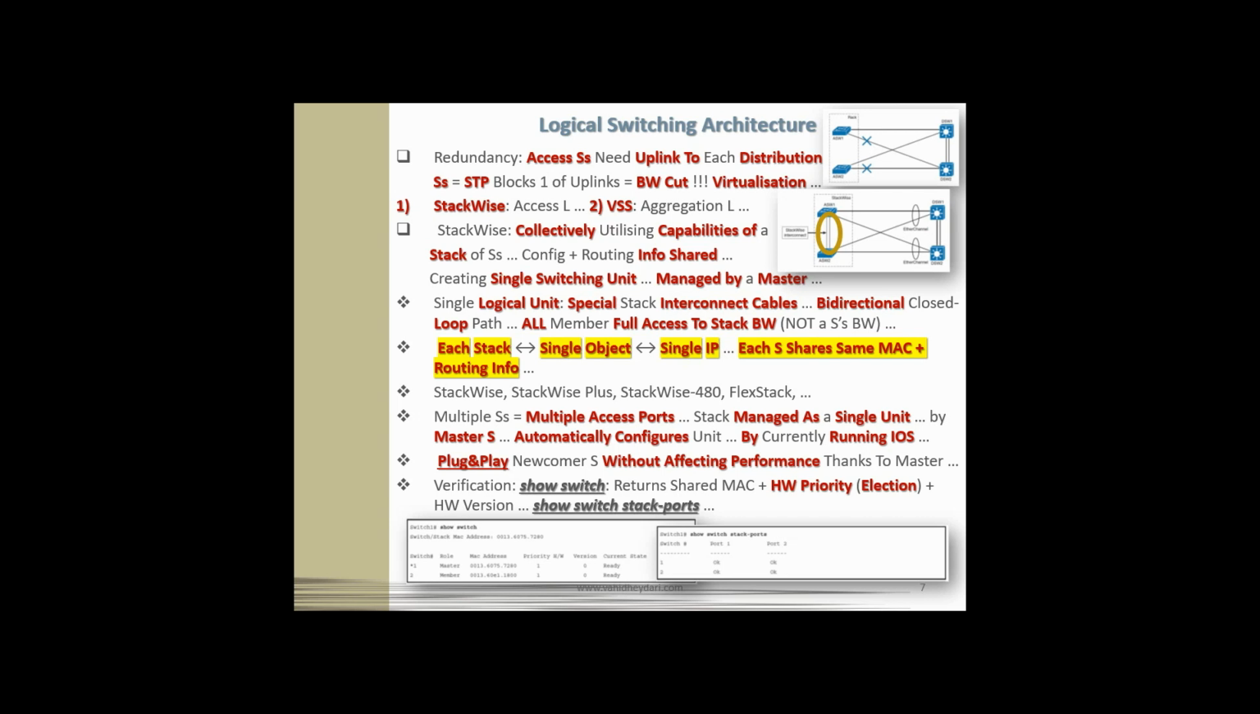And this is mainly because, as we see here, even different models can have the same version in case they support the same system level features. So we need a distinct characteristic, that is hardware priority, to elect our master switch in our stack. We also have the show switch stack ports verification command.